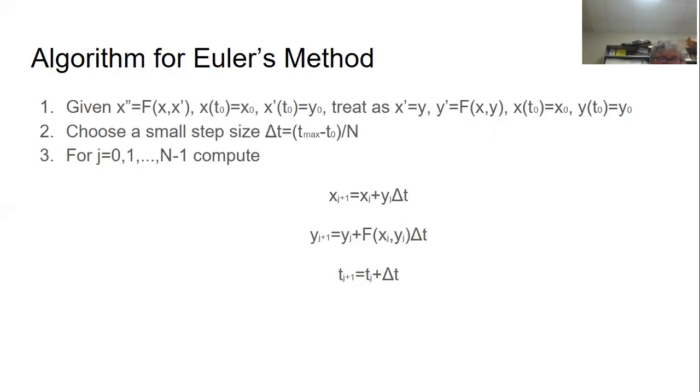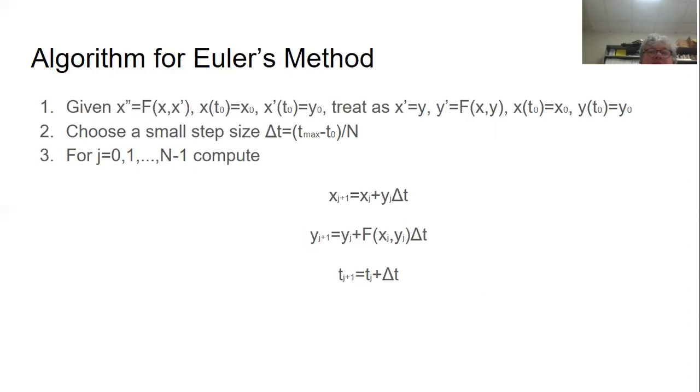So, firstly, given our IVP, we convert it into a pair of first order equations by letting y be the derivative of x. That means x prime equals y, and y prime is that function of x and y now.